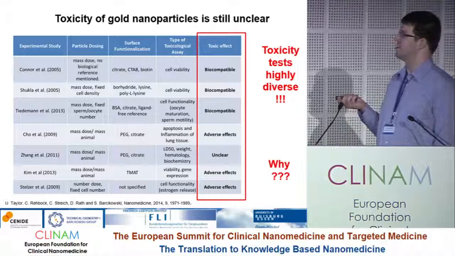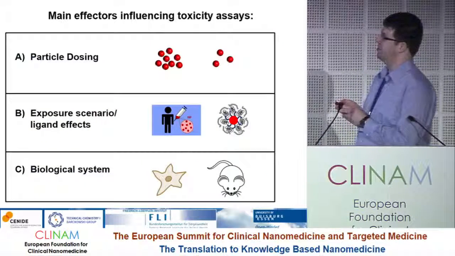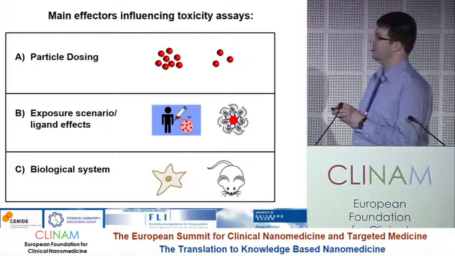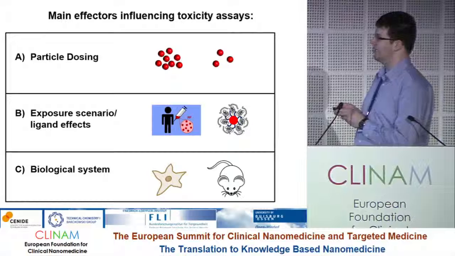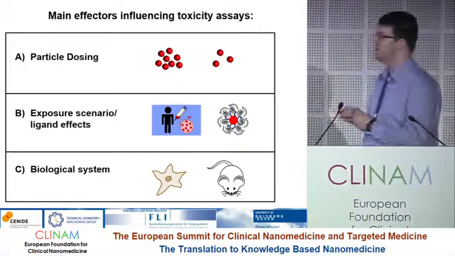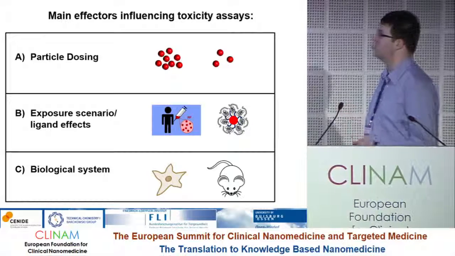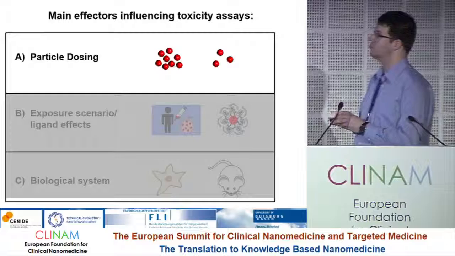The different effectors influencing toxicity tests are, first, the particle dosing, so how we dose our particles. The second one I want to talk about is the exposure scenario and the ligand effects. And the third one is the biological system. Okay, let's first start with particle dosing.